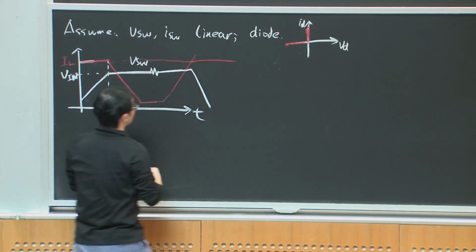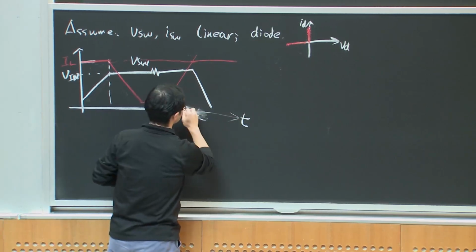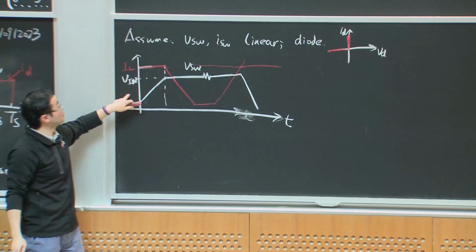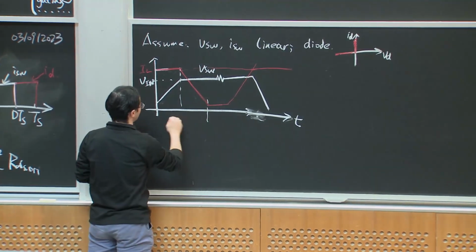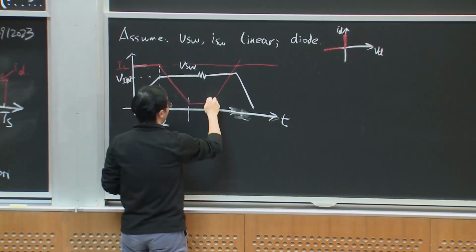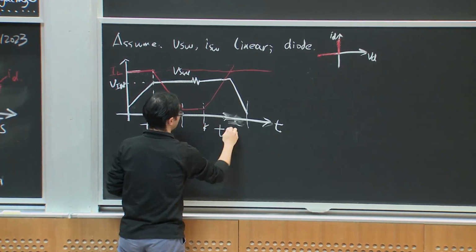So these are the switching waveforms for the switch during the turn on and turn off. Usually we notate this time interval as T_f during the turn off, and this time interval as T_rise during the turn on.